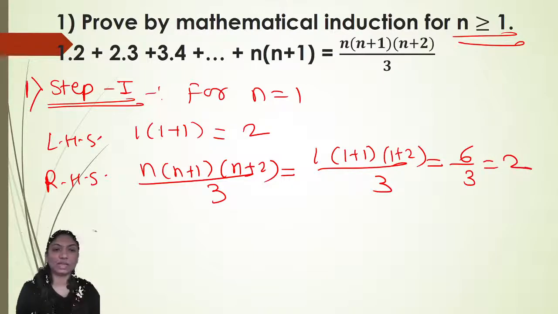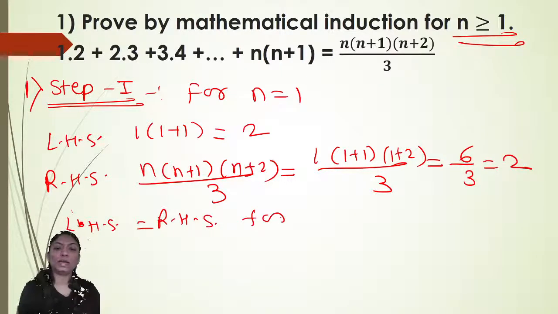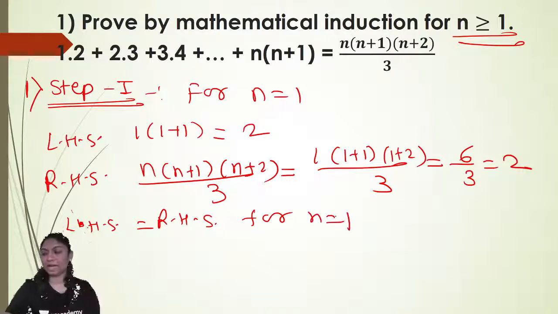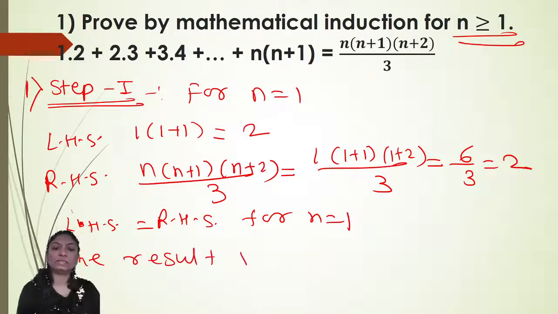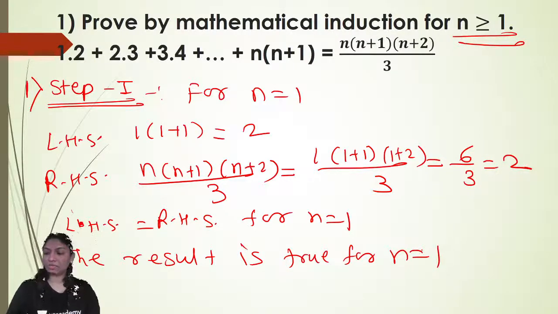Now if you observe here, LHS is equal to RHS for n is equal to 1. It means that the result is true for n is equal to 1. Okay? So you will get it, the result is true for n is equal to 1.